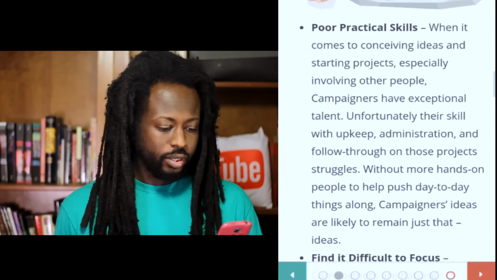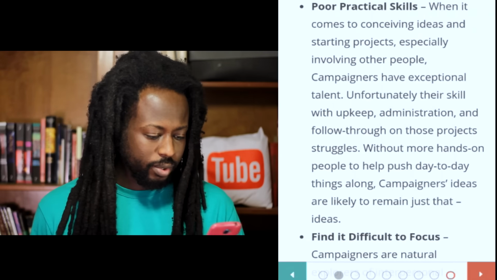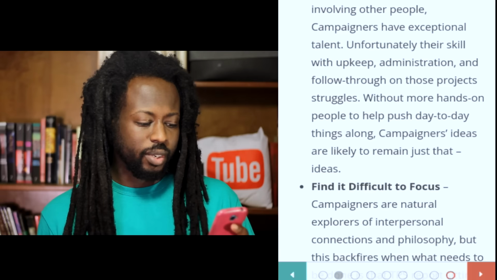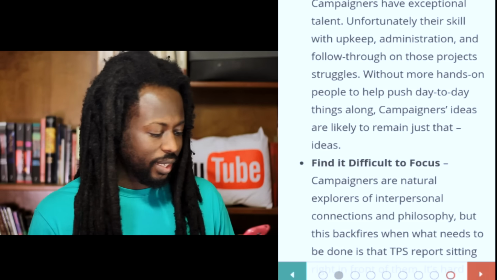Poor practical skills. When it comes to conceiving ideas and starting projects, especially involving other people, campaigners have exceptional talent. Unfortunately, their skill with upkeep, administration, and follow-through on those projects struggles. Without more hands-on people to help push day-to-day things along, campaigners' ideas are likely to remain just that, ideas. I'm going to go ahead and say this is accurate. I've been saying, like, as soon as I can afford it, I'm going to hire an assistant because I need someone to handle all of the boring stuff because I don't want to do that. I'm just focused on the cool, grandiose ideas, but all the administration aspects of it, I'm bad at that.